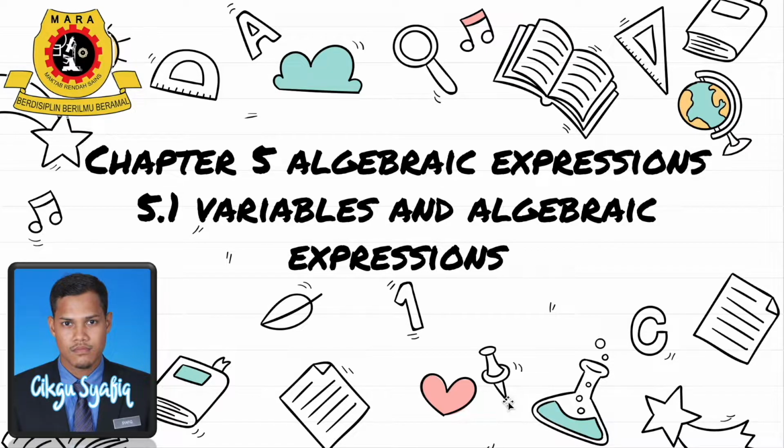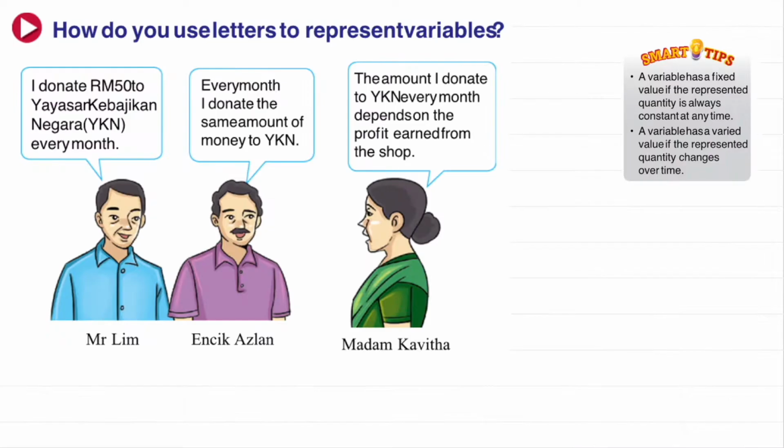So we are going to enter a new chapter, chapter 5, Algebraic expressions. And for this chapter, you only have two subtopics, okay? So for today's video, we are going to learn the first subtopic, which is 5.1, variables and algebraic expressions, okay? So without further ado, let's start. So we're going to see how do you use letters to represent variables.